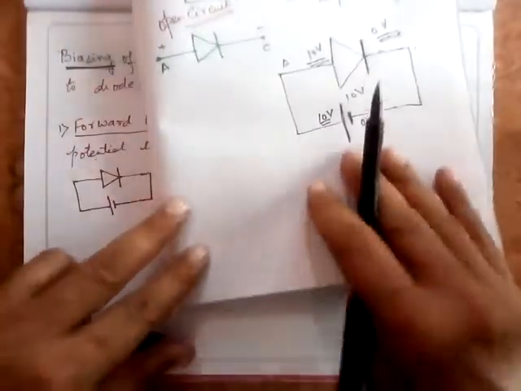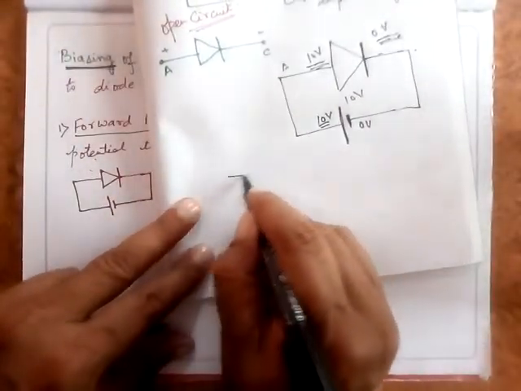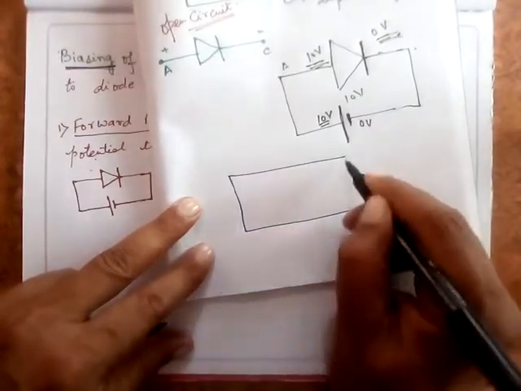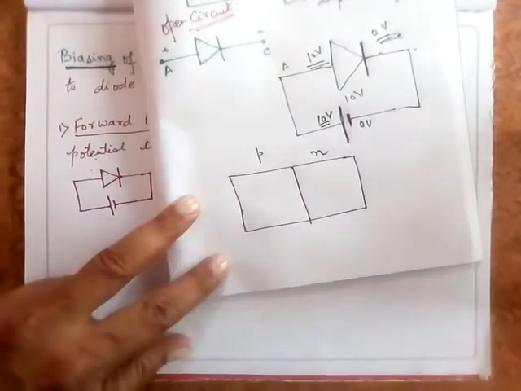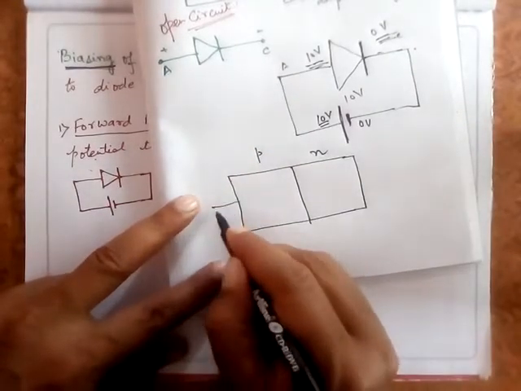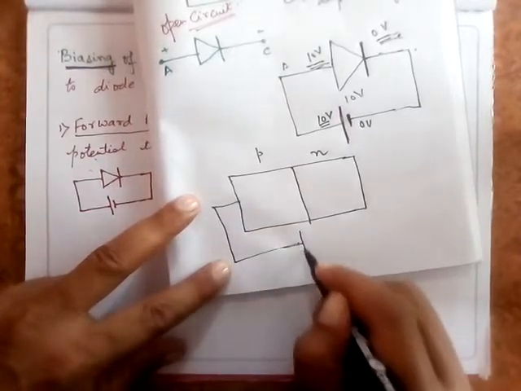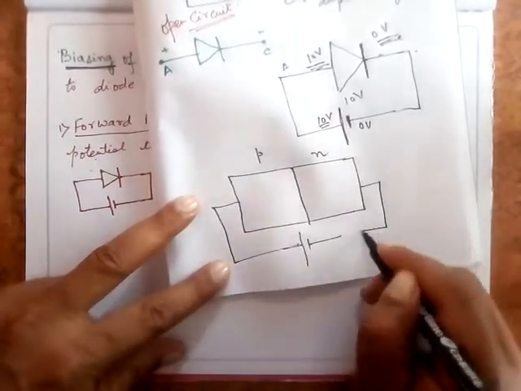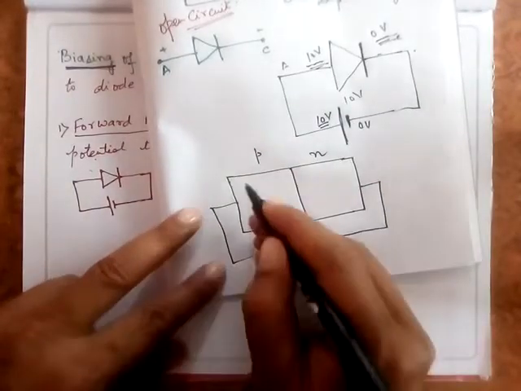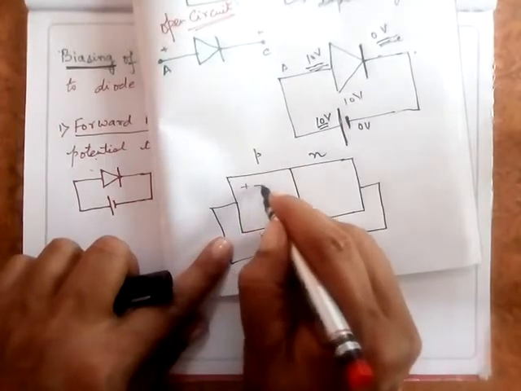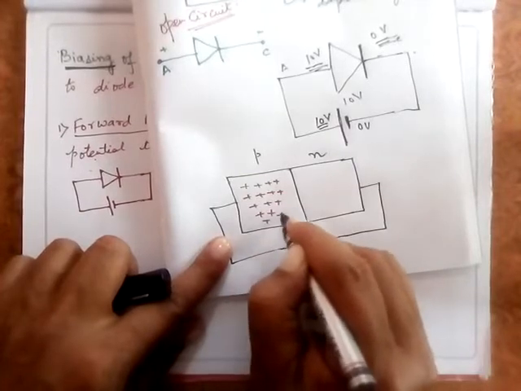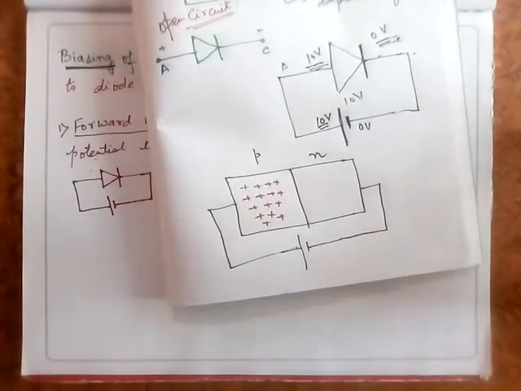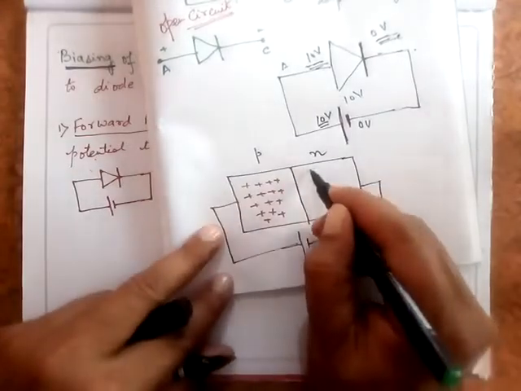Now what actually happens in this forward bias? Let me explain this. Under this forward bias condition, say this is P layer and this is N layer here. What will happen under this condition? It is connected here in this way. This P layer will have majority of holes, and of course, this N layer will have majority of electrons.